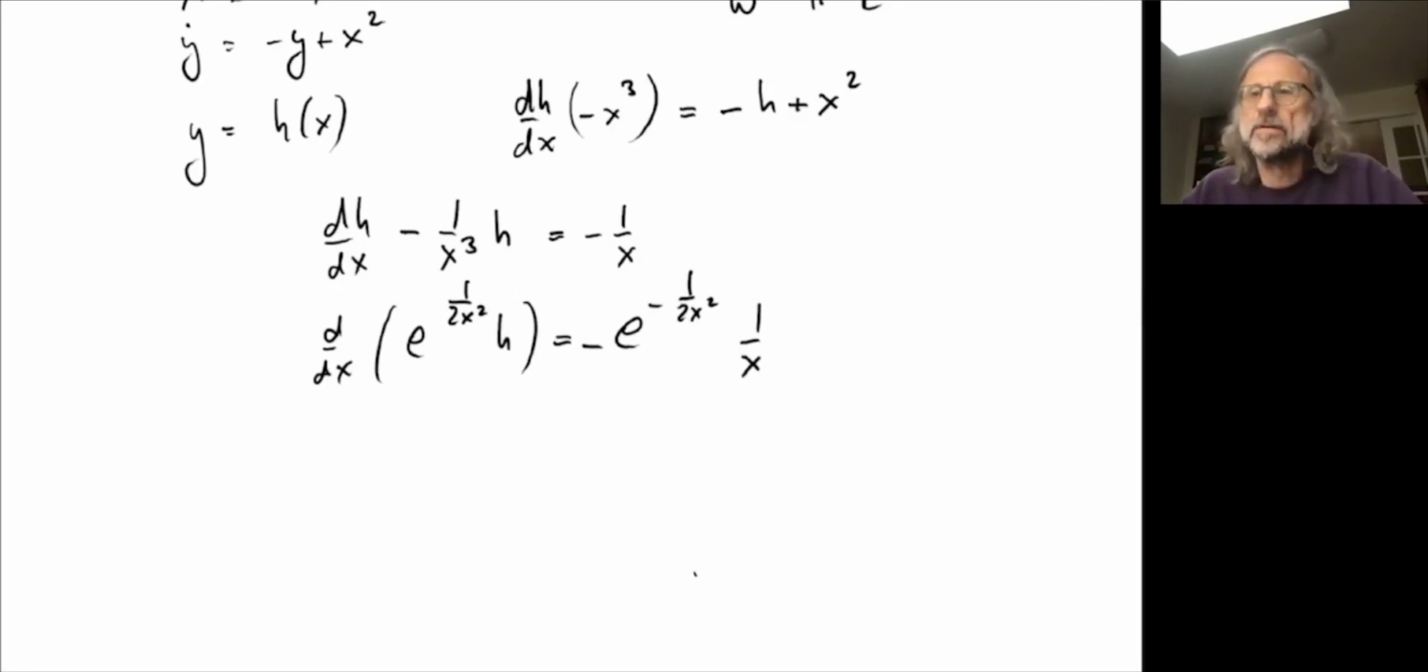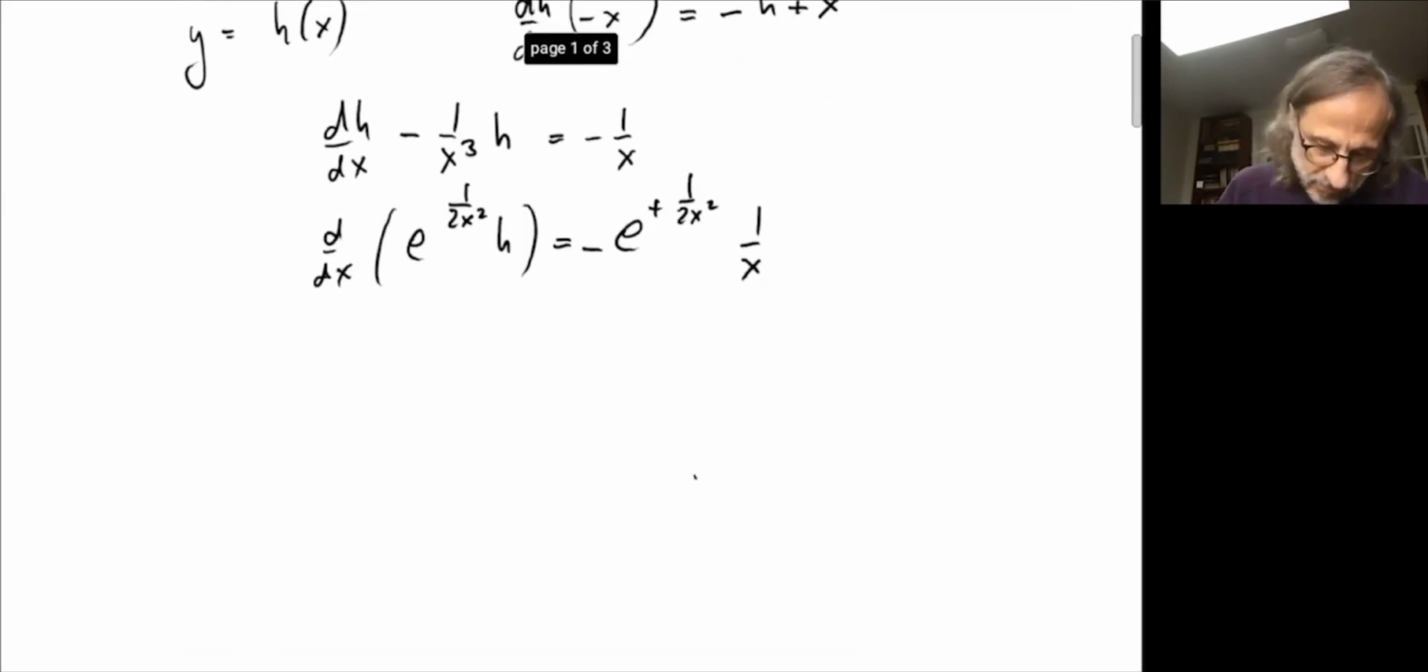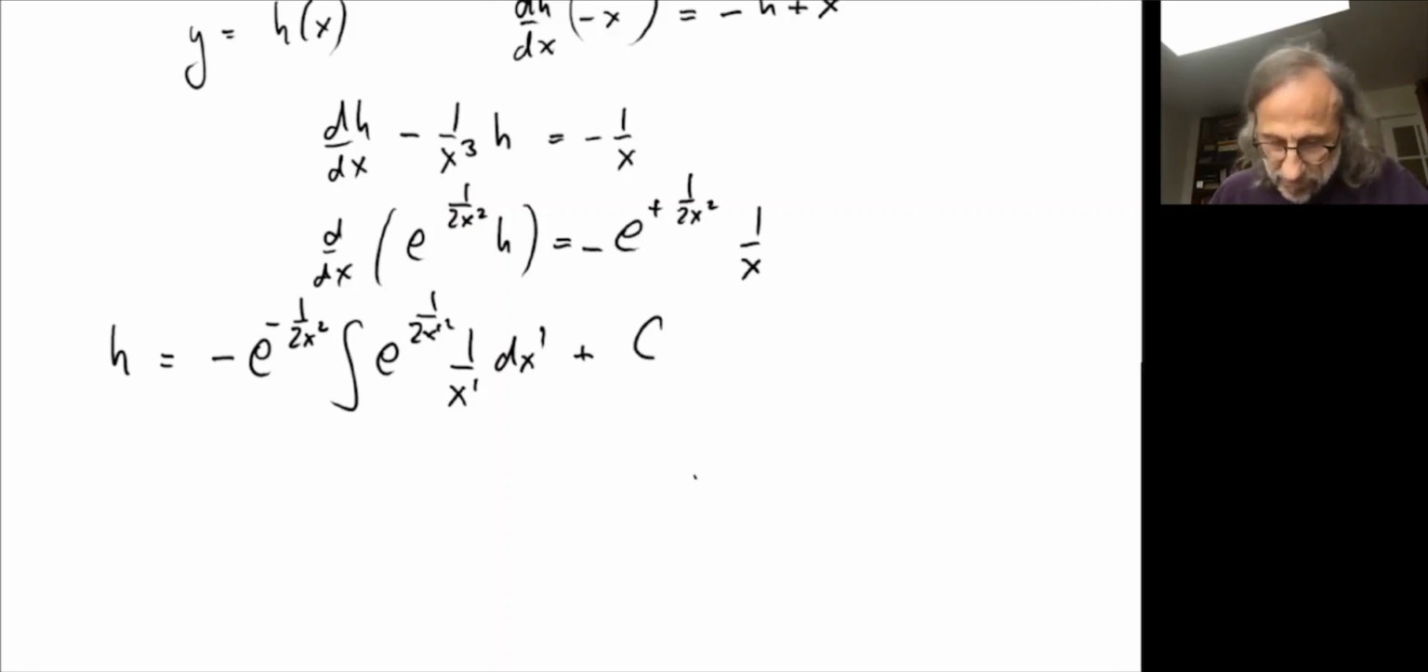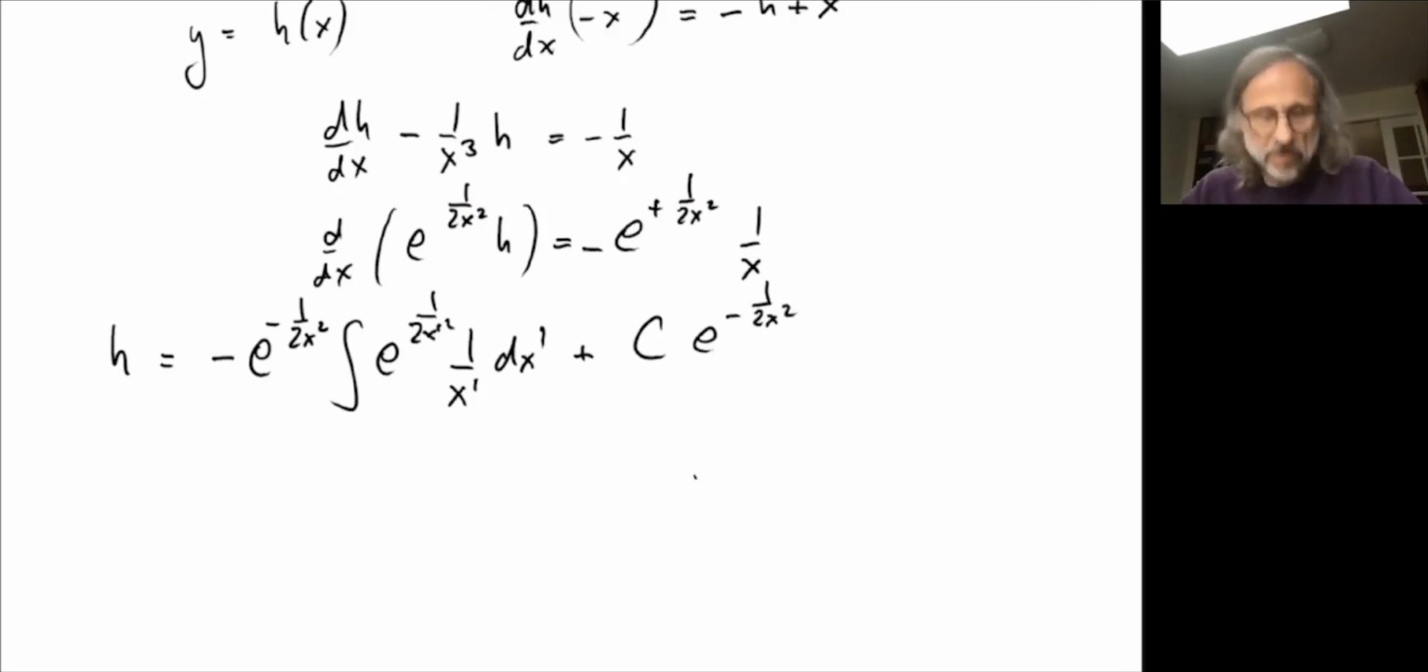Let's see whether that's right. Not this minus sign. And when we now integrate, we get h is given by minus the integral of e to the 1 over 2x prime squared over x prime dx prime times e to the minus 1 over 2x squared. That's from here. And then we need the integration constant, so we have an arbitrary constant c times e to the minus 1 over 2x squared. So that's the general solution for that center manifold.